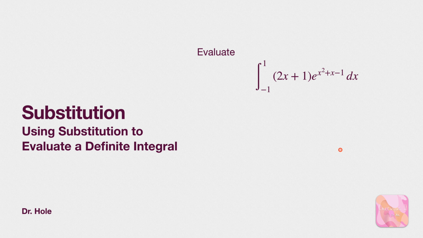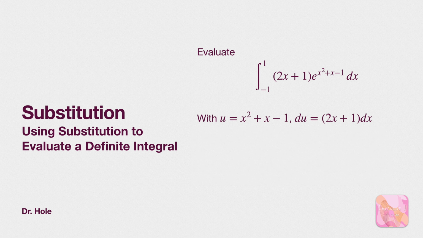Okay, focus in on the integrand, and maybe it seems like a complicated integrand. But looking at the power on the exponential, we have a degree 2. And then looking at the polynomial, 2x plus 1, that is degree 1, one less than the exponent. All right.